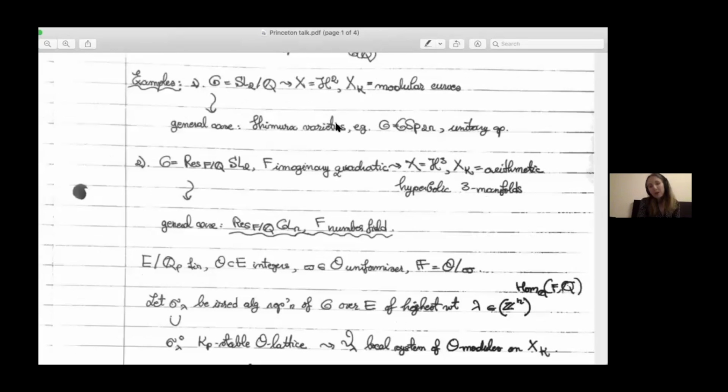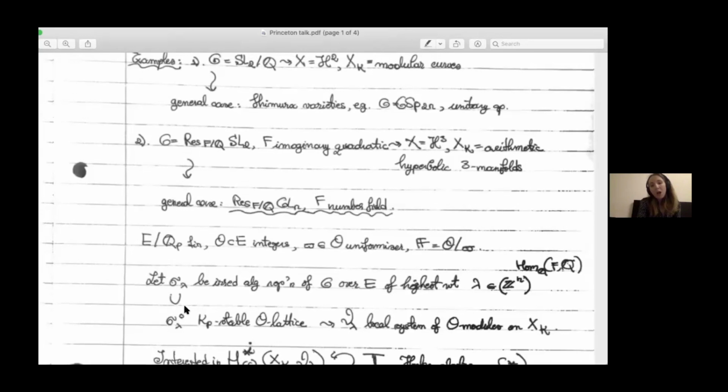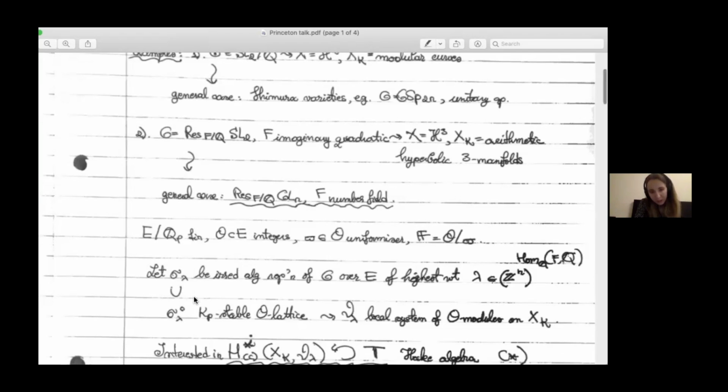And such a highest weight vector, I mean, there are also some inequalities. Such a highest weight vector is going to determine an irreducible algebraic representation. And inside of it, I can consider an O lattice, which is stable under the K_p. So I have my adelic subgroup K, and I want to just consider the component at p. So I want to consider a K_p-stable O lattice inside my original representation. There's something, say the dual Weyl module is a standard choice.